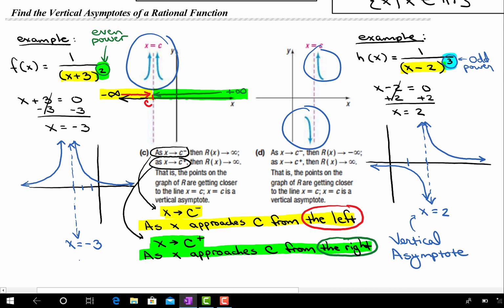And as x approaches C from the right, then r of x is approaching infinity, right? Because once again, you're raising something to an even power. And if you raise something to an even power, it's going to go towards positive infinity, because whenever you raise something to an even power, it's always going to end up being positive.